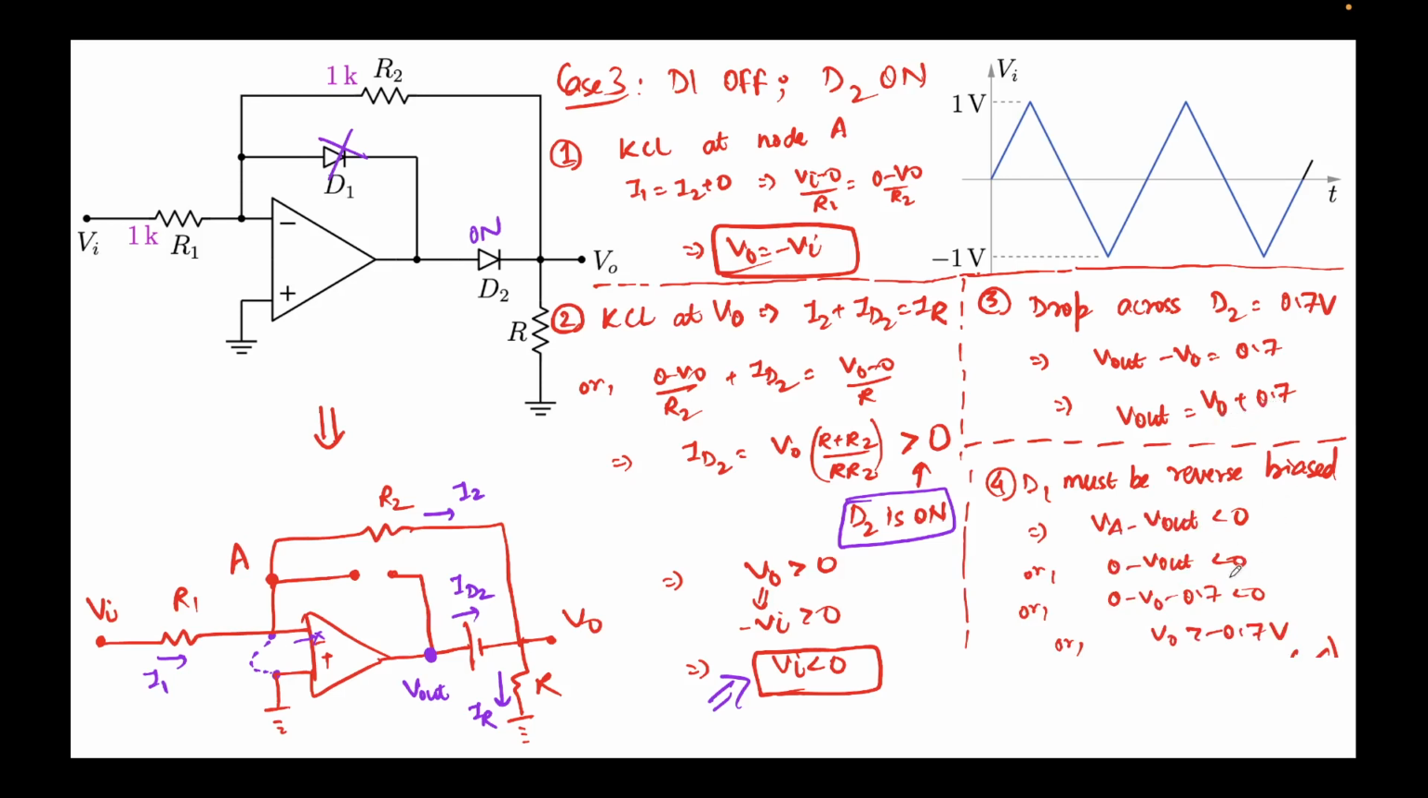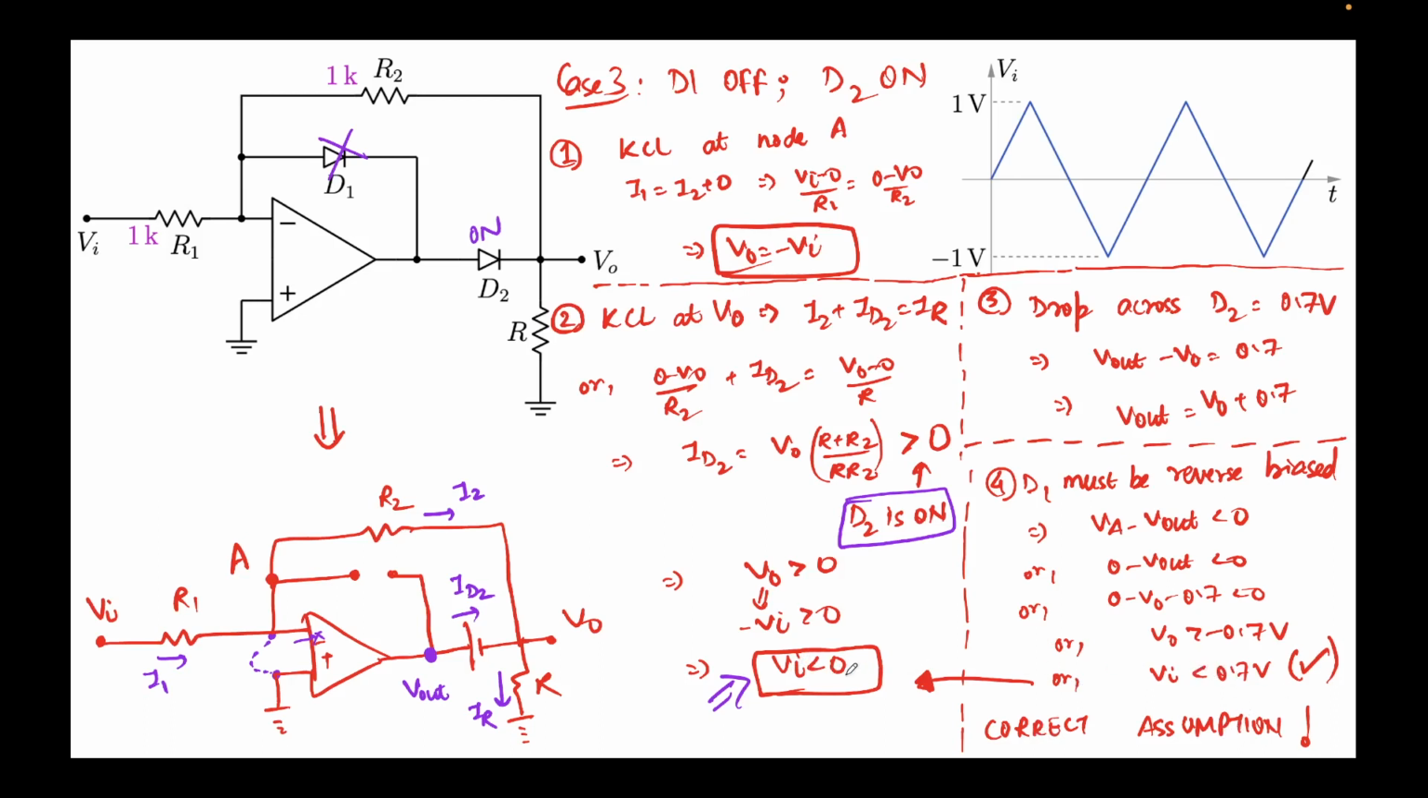So you plug this value over here, you rearrange the terms, you get V naught should be greater than minus 0.7. Now I'll use this expression, V naught equal to minus Vi. If I replace V naught by minus Vi, we get Vi less than 0.7 volts, and this condition already says that Vi should be less than 0 volts. So these are consistent with each other, hence this is a correct assumption.